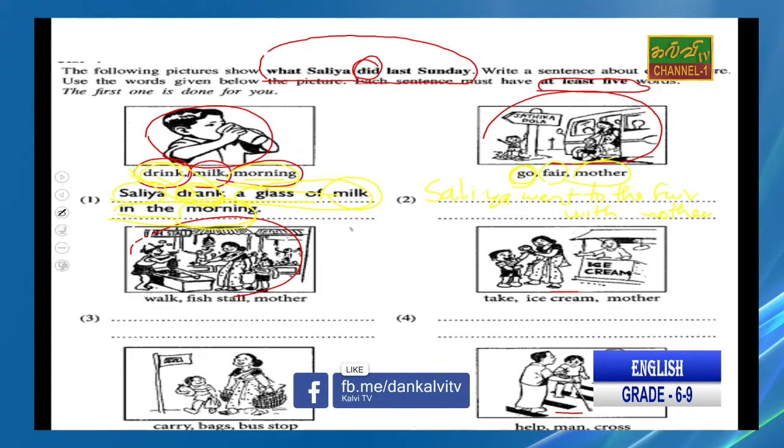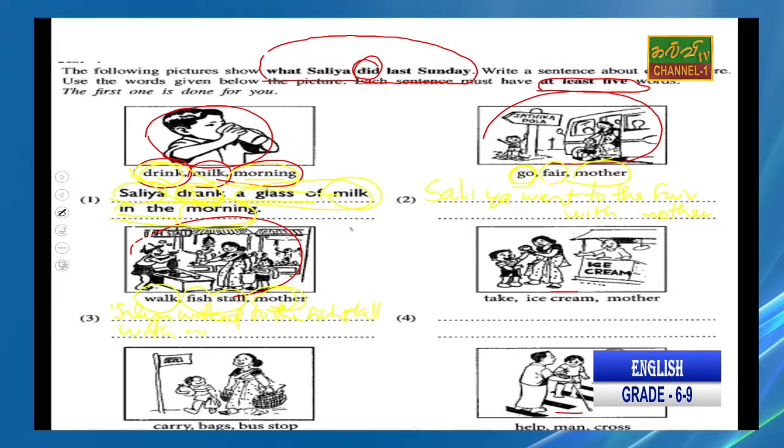That's the thing they expect from you. Okay, next one. Walk is there, fish stall, and mother is also there. Using these words, you can make the sentence like this. Salia, the name of the boy, Salia walked to the fish stall with mother.